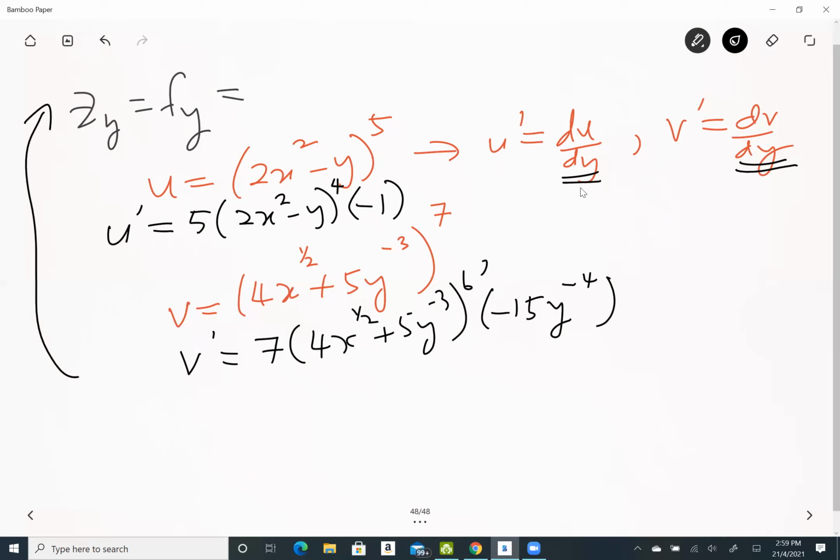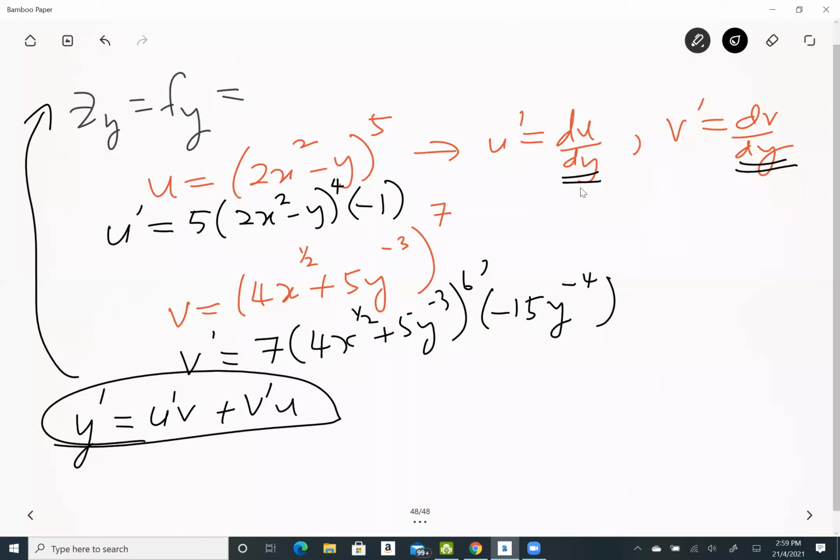So the formula, you recall the formula. The basic formula, u prime v plus v prime u. So that is the basic formula. All right? Okay.